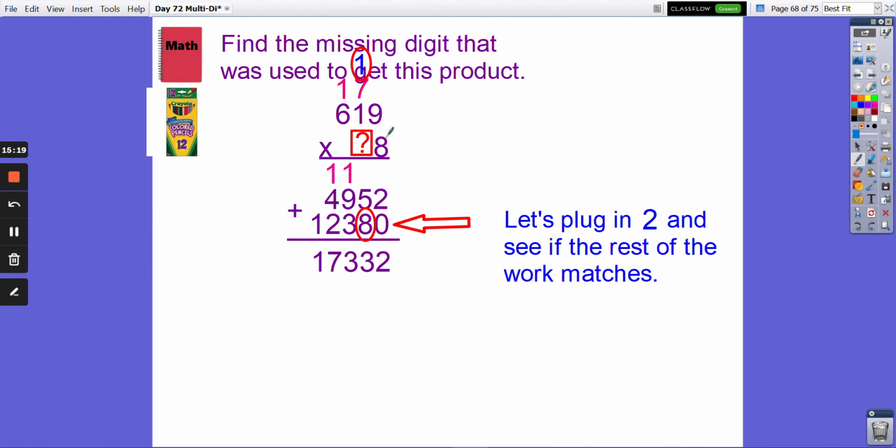Let's plug it in. 2 times 9 is 18. Ooh, that works. 2 times 1 is 2, plus that 1 is 3. Ooh, that works. 2 times 6 is 12. Yay! 2 is our missing number. Woohoo!